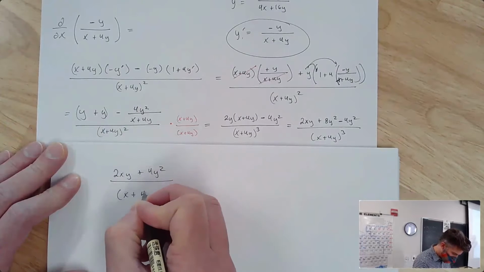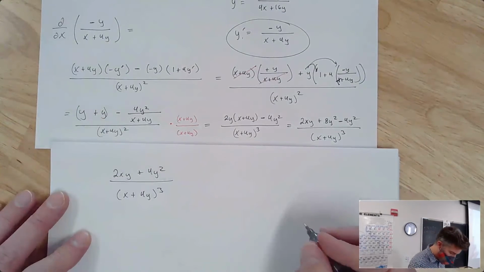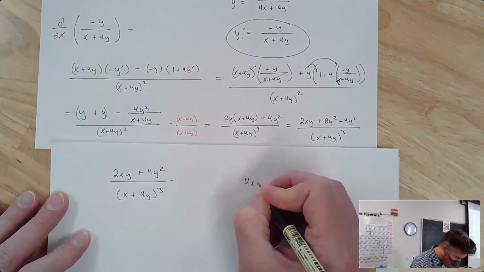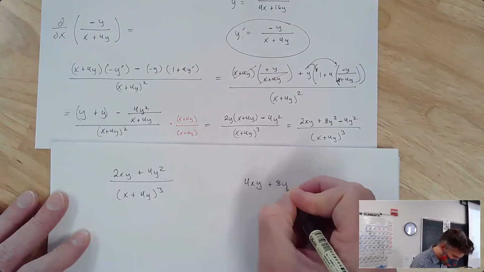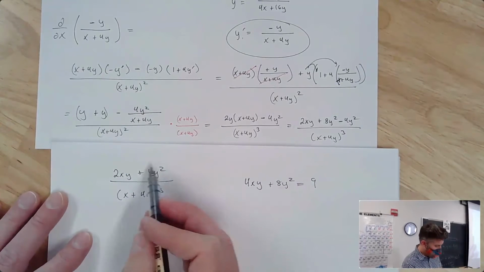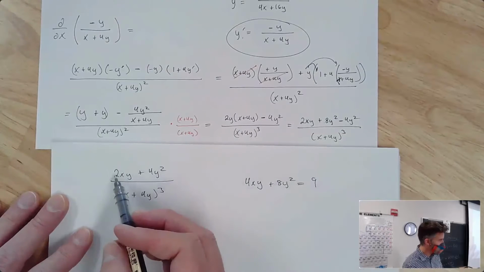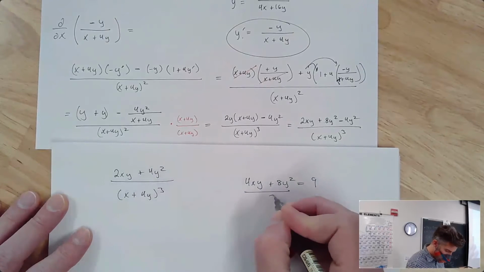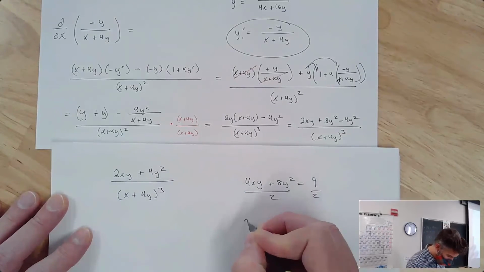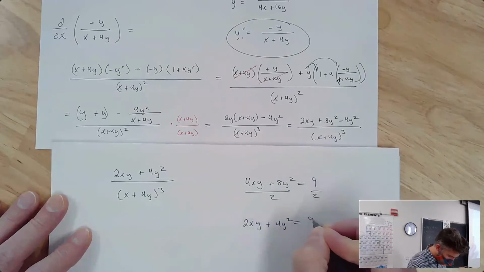But now check this out, everybody. We know from our original equation that 4xy plus 8y squared equals 9. And that's almost the top. If I just divide this by 2, it's equal to that. So it is actually true that 2xy plus 4y squared equals 9/2.